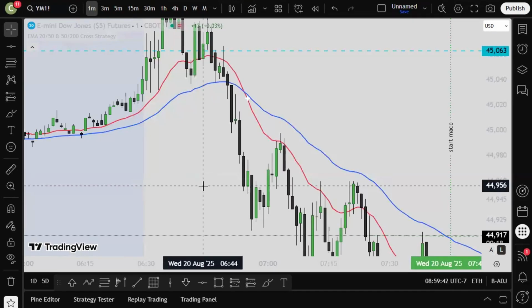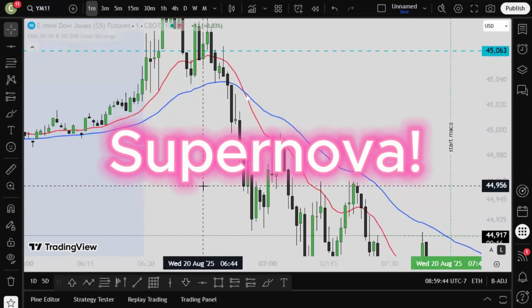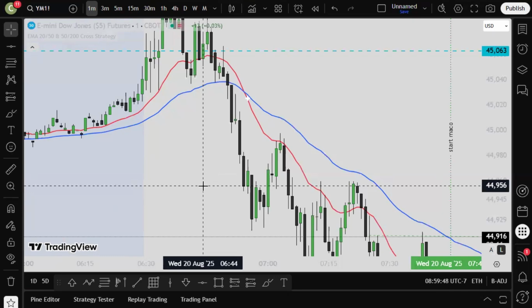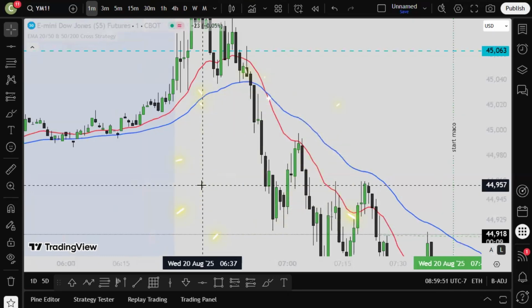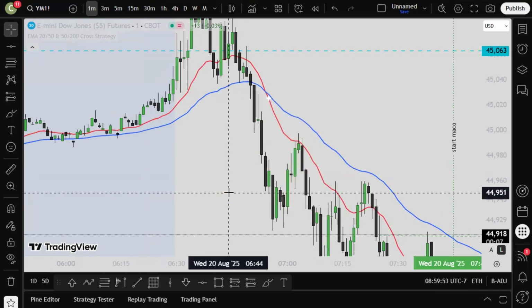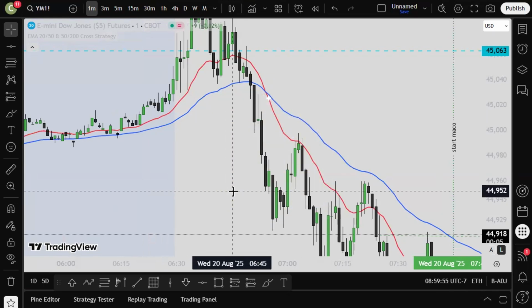I'm going to show you the supernova entry that nobody in the ICT concept world is talking about. That's going to up your game so much you have no idea. Okay, let's dive right into it and let me show you what this entry looks like.